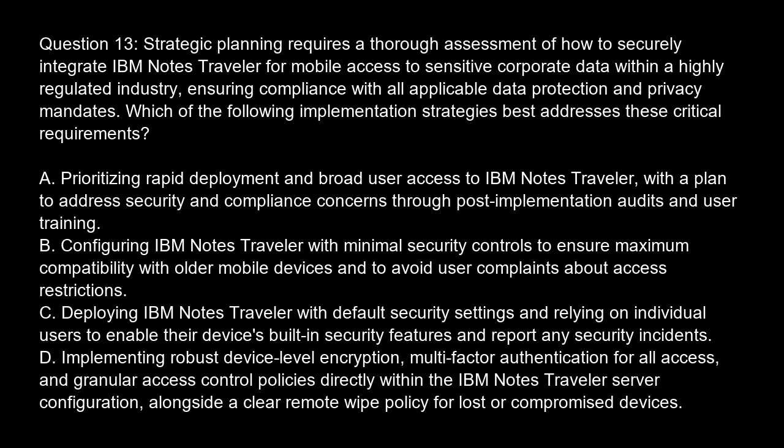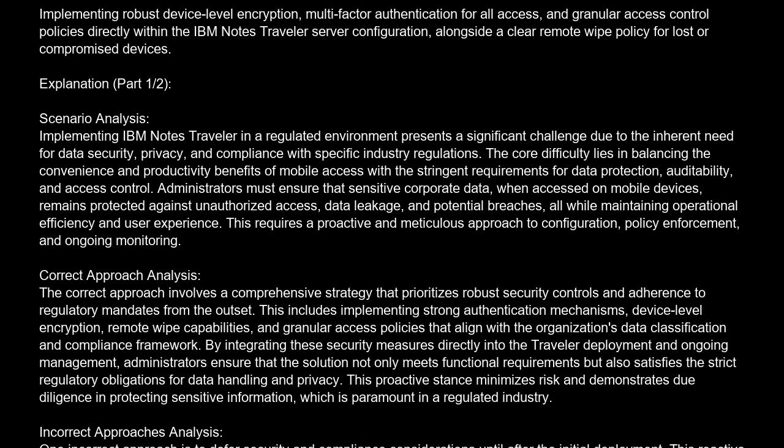Option D. Implementing robust device-level encryption, multi-factor authentication for all access, and granular access control policies directly within the IBM Notes Traveler server configuration, alongside a clear remote wipe policy for lost or compromised devices. The correct answer is D. Implementing robust device-level encryption, multi-factor authentication for all access, and granular access control policies directly within the IBM Notes Traveler server configuration, alongside a clear remote wipe policy for lost or compromised devices.